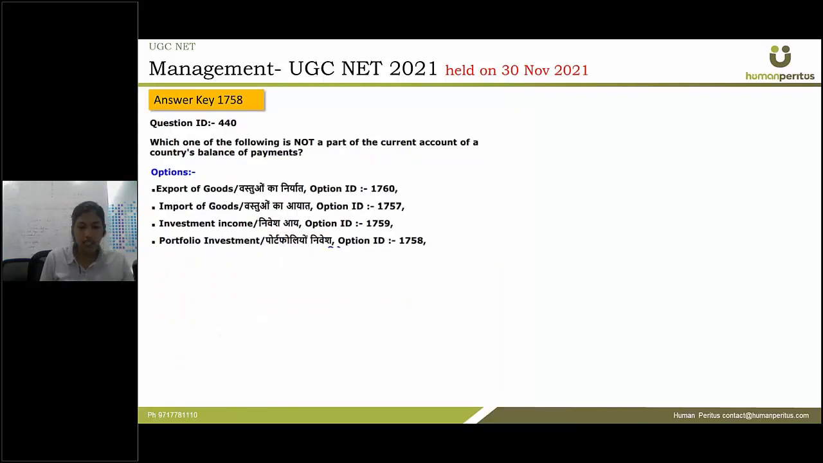Next, it is asking which one of the following is not a part of the current account of a country's balance of payments. Now we know that in balance of payments we have two types of accounts, the current account and the capital account. As the word suggests, the current account is for revenue related transactions, and the capital account is for capital related transactions, or we can say the long term transactions.